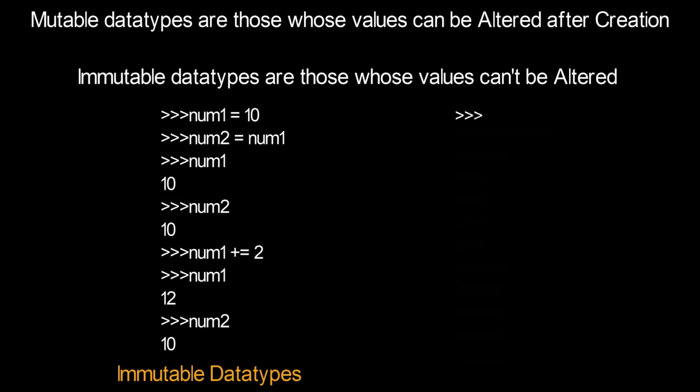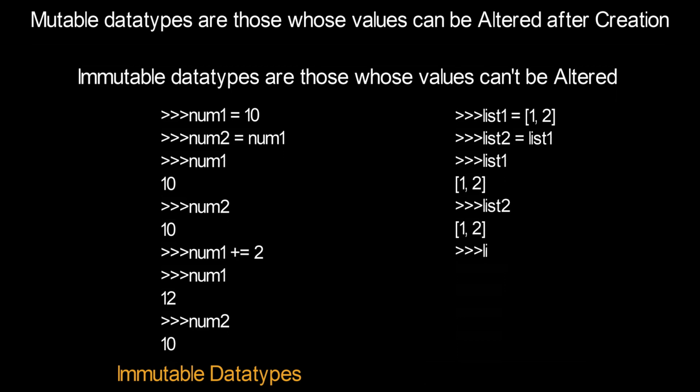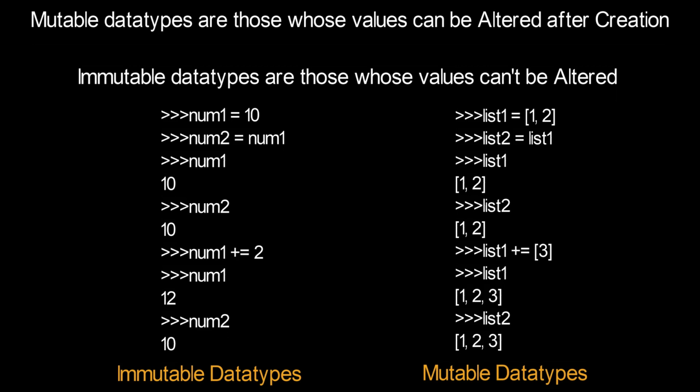Now we do the same for a list. list1 equals 1, 2. list2 equals list1. So now we display the value of list1, it will be 1, 2, and list2 will also be 1, 2. Now list1 += 3. Now the value of list1 will be 1, 2, 3, and the value of list2 will also be 1, 2, 3. We can see that the value of both list1 and list2 changes when we append an element to list1. This is because list2 points to the same object as list1, and lists are mutable, so they can be altered, and list1 refers to the same object even after its value is altered.